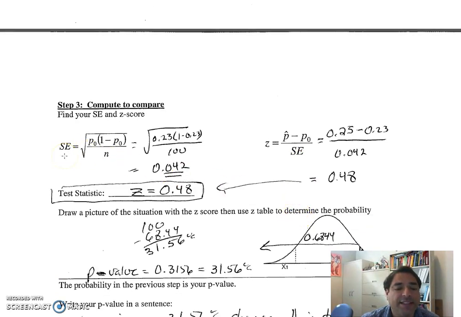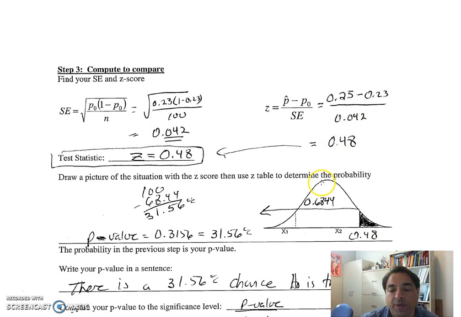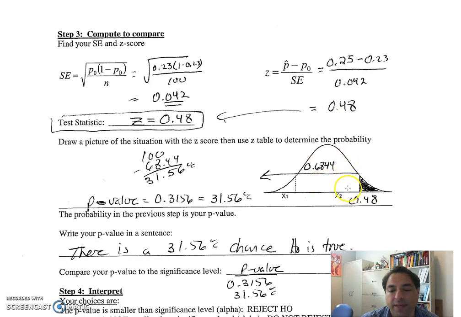Then we have to find our SE. To find our SE, it's the square root of P times 1 minus P over 100. Be careful typing that in. You get 0.042. When we find our Z-score, it's 0.25 p-hat minus 0.23 P all over our SE of 0.042, which gives us a Z-score of 0.48. So if we're drawing it, it would be probably about here. 0.48 greater than. If you look it up in the table, you get 0.6844.